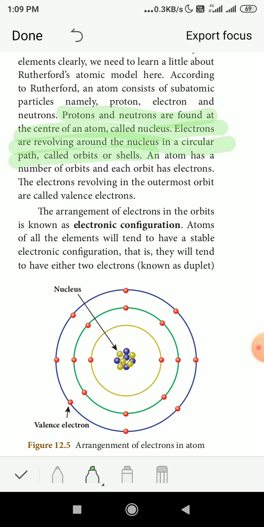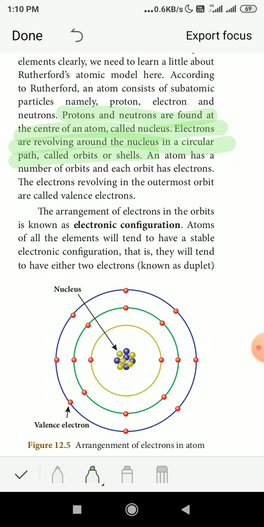See, this is an atom shown in the diagram. In that, see the orbit, the reddish color beads, they are the electrons. In the center is the nucleus, and inside the nucleus are the protons and the neutrons. Yellow color and blue color are the protons and the neutrons, and around it the electrons are orbiting, that means revolving around. There are many orbits, 3 orbits they have shown, and in each orbit there are different electrons. The electrons revolving in the outermost orbit are called the valency electrons.